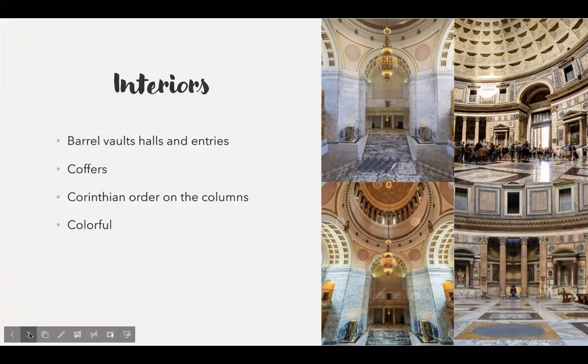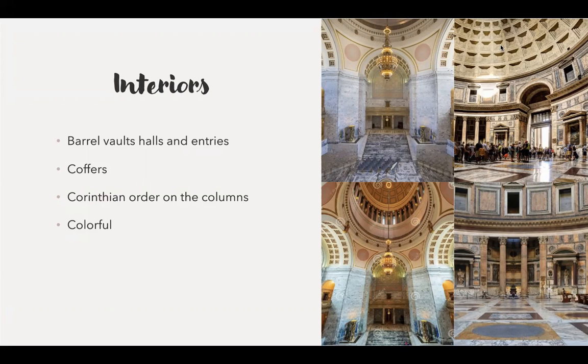The interiors. So moving on to these, we can see that there are quite a few similarities here as well. So what I first noted were the barrel vaulted halls and entries, which are kind of like these thicker arch-like parts, which as we know, kind of were huge in ancient Rome. So in here, this side is the Pantheon and this side is the state capitol. They also have these coffer-like rectangles on the walls of the Capitol building. You can see them right here and right here.